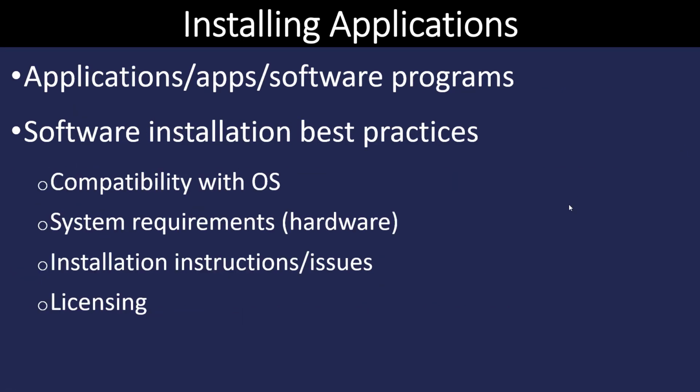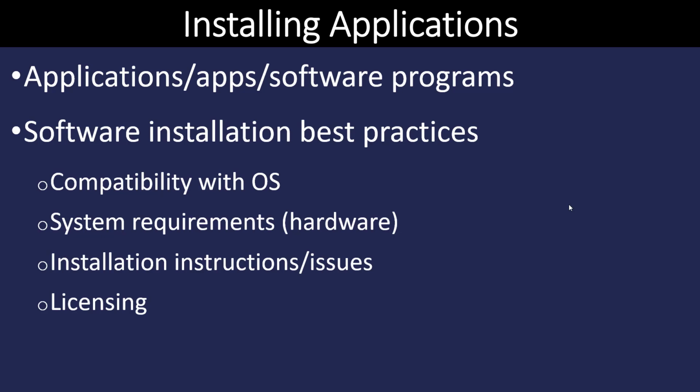To start with, let's look at installing applications. We might call it an application. Frequently, they're called apps. They're technically software. They could be called any of those three things. But generally, software is going to come with, in a Windows environment, an .exe file, which you're going to click on, and it's going to begin the installation process.